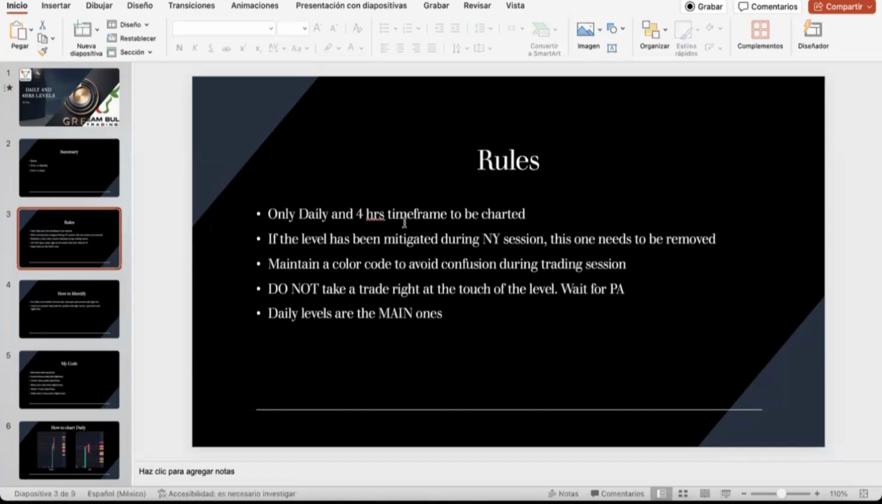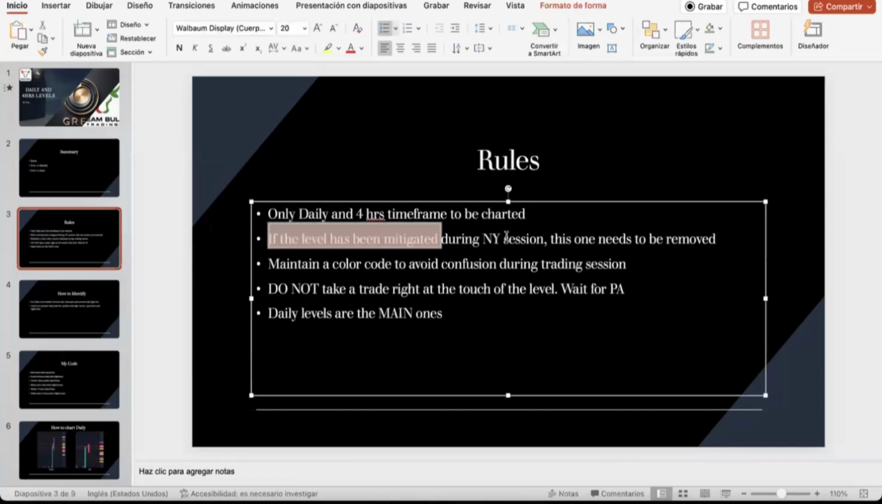So going back to the rules, okay, if the level has been mitigated during the New York session, this one needs to be removed for the next session. So you chart your levels, daily and 4 hours. That's what I do. If during the session this level has been touched, mitigated, call it whatever you want, I will delete these levels for the next day. If the level hasn't been touched, leave it. Leave it. Okay?